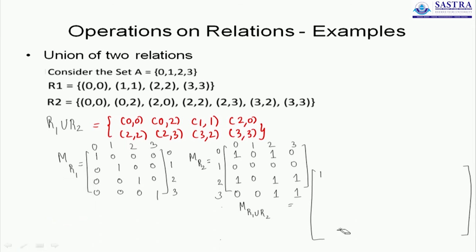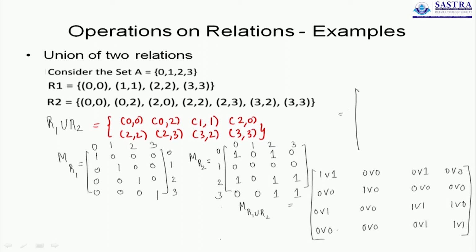Or if you can relate this to the OR gate or the disjunction, you will know how to write this. You will write this as 1 OR 1, 0 OR 0, 0 OR 1, 0 OR 0, and you will write all the 16 entries. You will compare them element wise, 1 OR 0, 0 OR 0, 0 OR 0, 0 OR 1, 0 OR 0, 1 OR 1, 1 OR 0, 0 OR 0, 0 OR 0, 0 OR 1, 1 OR 1.